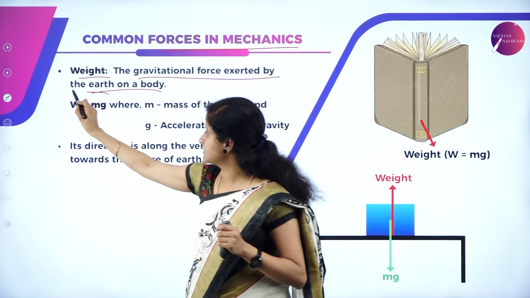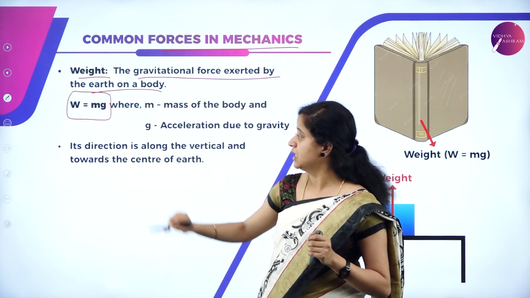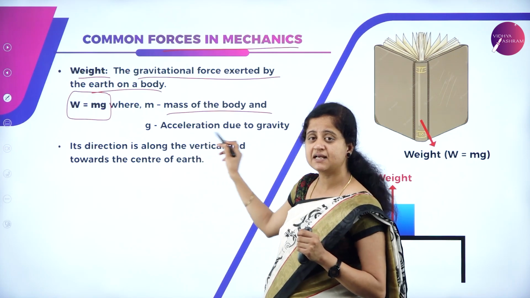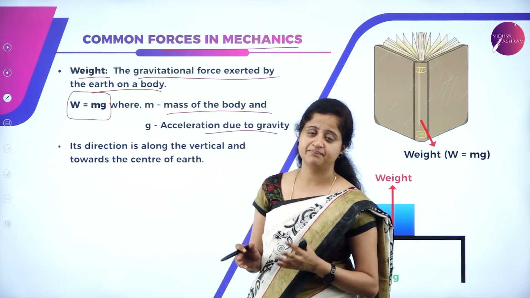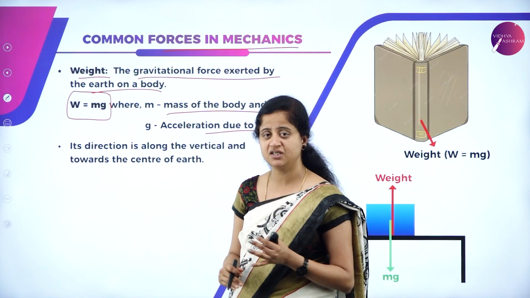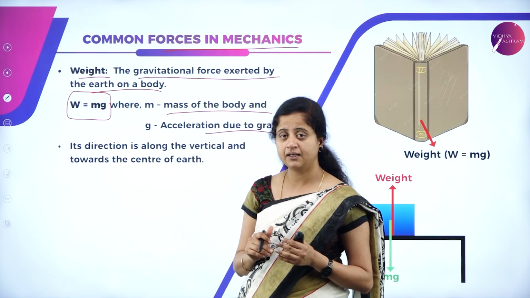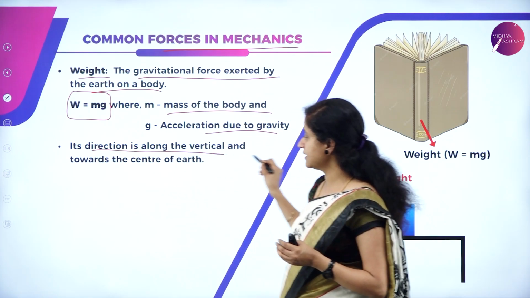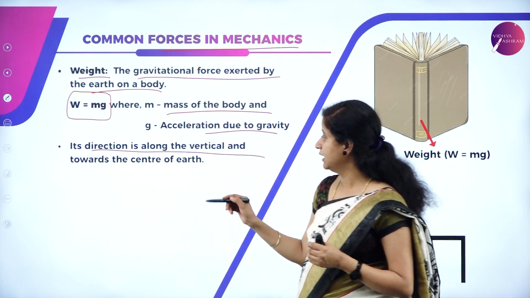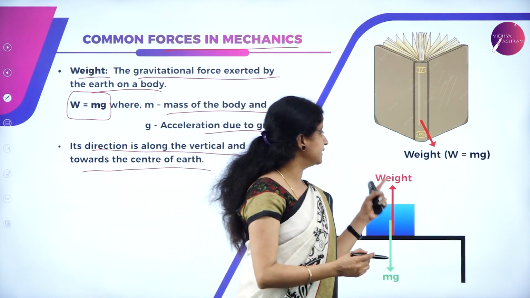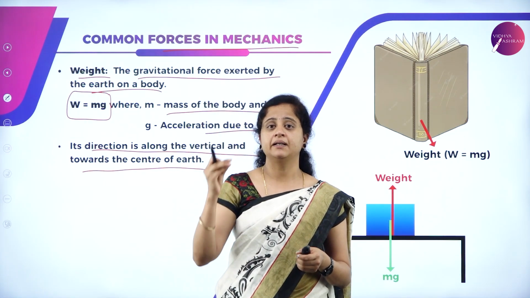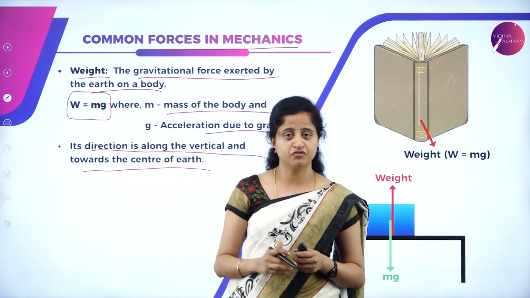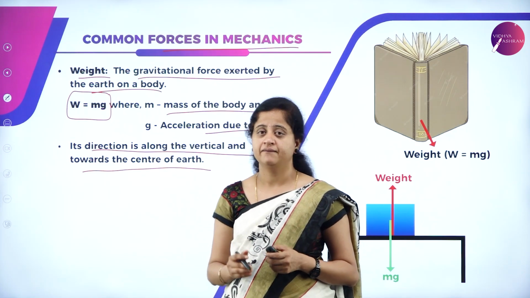So weight is nothing but the gravitational force exerted by the earth on a body. Generally, it is given by the expression W is equal to mg, where m is the mass of the body and g is acceleration due to gravity. As I told, the weight of a body always depends on the value of acceleration due to gravity. Its direction is along the vertical and always towards the center, since it depends on gravitational force.